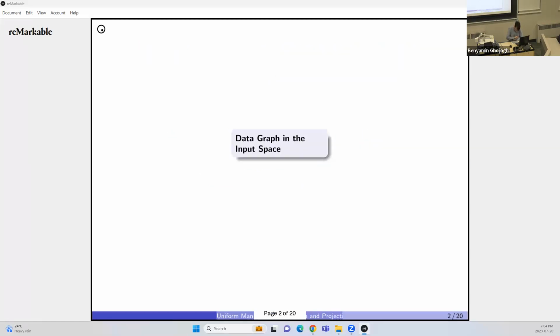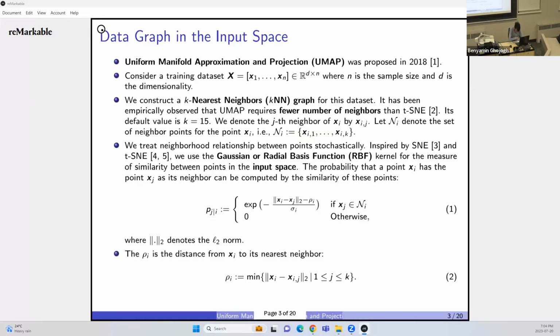So first off, let's talk about the data graph in the input space. As I said, uniform manifold approximation and projection, or UMAP in short, was proposed in 2018, which is not very far away from us. Okay, consider a training data set X, which is D by N, where N is the number of data points, each of which is D-dimensional. N is the sample size, and D is the dimensionality. We construct a k-nearest neighbors graph, or KNN graph, for this data set.